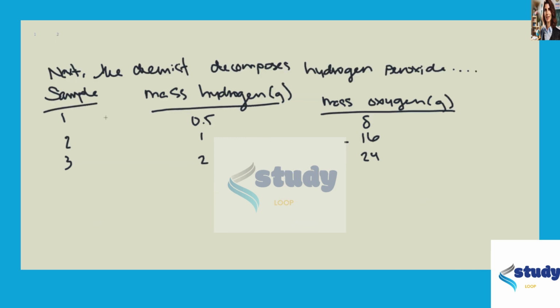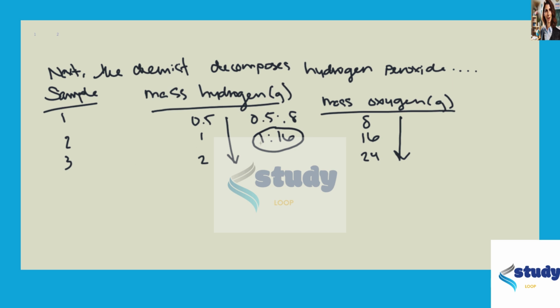After this, the chemist decomposes hydrogen peroxide, and again there are three samples listed here. And part B of this question asks you again to describe any similarity you notice between these results and those for carbon monoxide in part A in that previous table. So again, the ratios of masses of hydrogen and oxygen scale together. Importantly, in a 1:16 ratio that's constant between hydrogen and oxygen here.